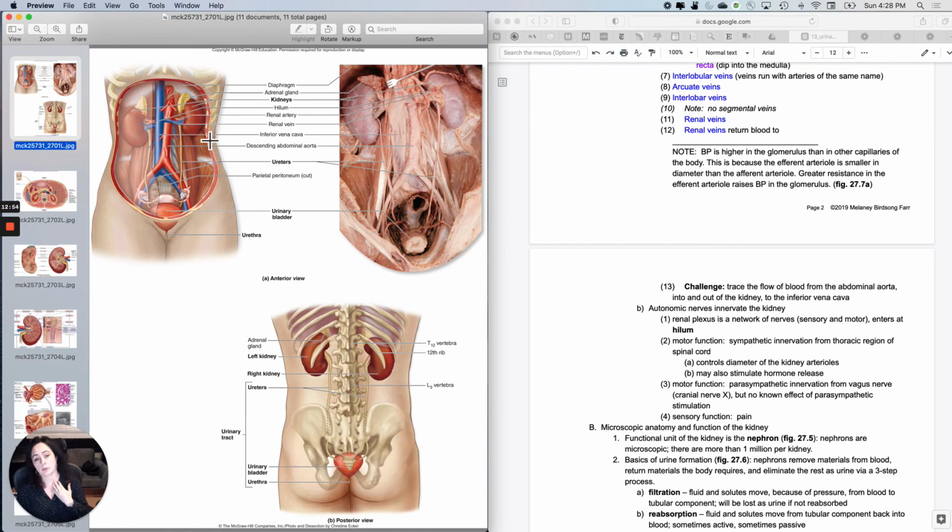And then the motor function of parasympathetic innervation goes to the kidney, but we're really not sure what the parasympathetic innervation from the vagus nerve going through the kidney actually does. So we do know it has parasympathetic innervation. Now, the sensory innervation to your kidneys is that your kidneys can actually hurt. Like if you've got a kidney infection or somebody punches you in the kidney, they definitely can feel pain. Okay, so we'll stop there and then we'll do some more microscopic anatomy and functionality of the kidney.